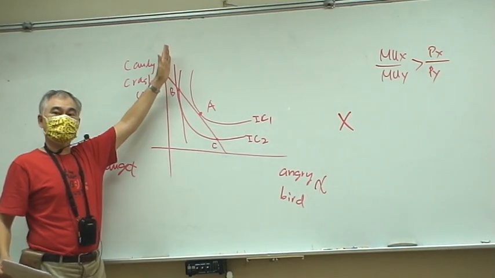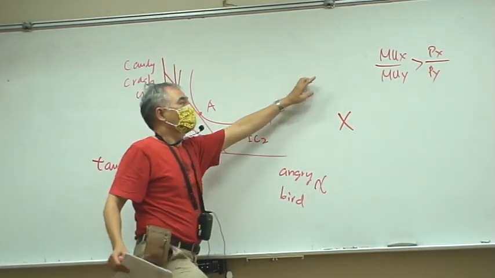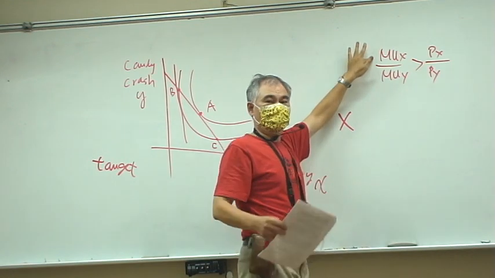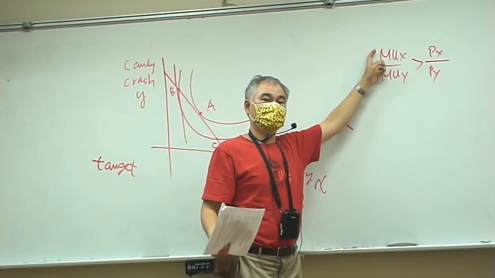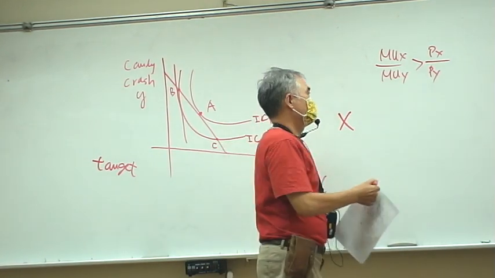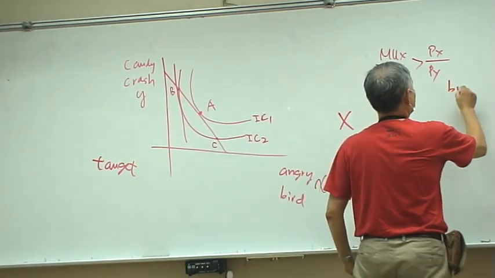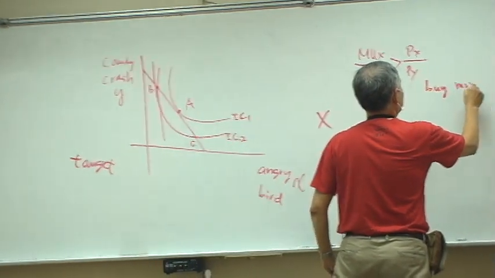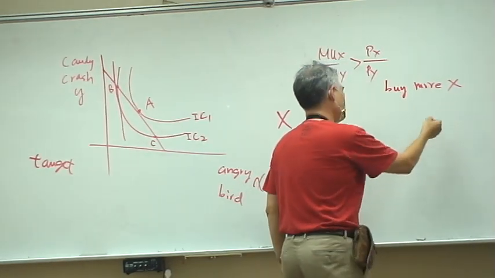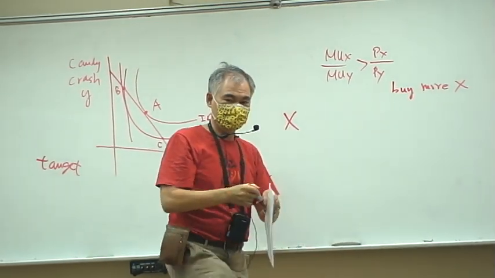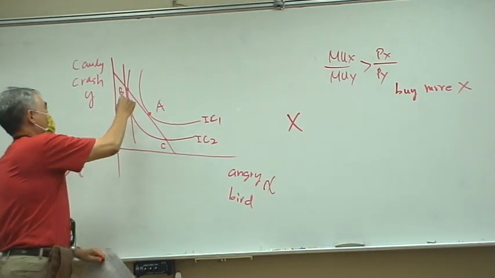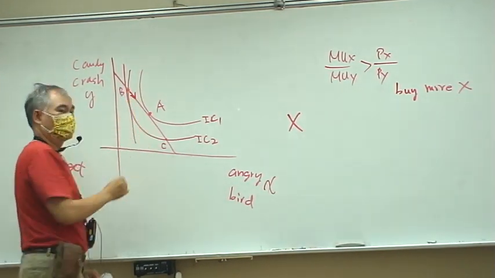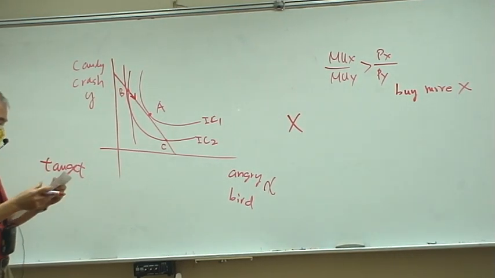Because the slope is steep, it means X, Angry Bird, gives you more utility. So what should you do? You should buy more X, or in this case, Angry Bird. So you should move down here, right? Okay, good.